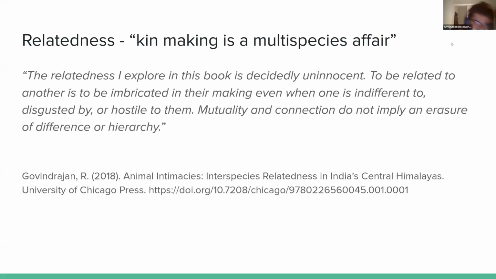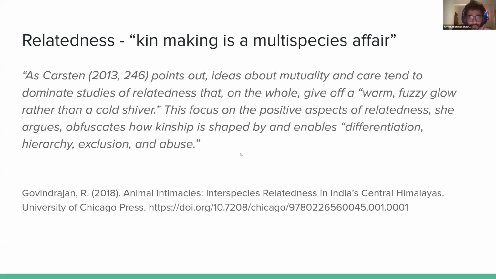The other thing that Govindrajan says is that the relatedness that I explore in this book is decidedly uninnocent. To be related to another is to be imbricated in their making, even when one is indifferent to or disgusted by or hostile to them. Mutuality and connection do not imply an erasure of difference or hierarchy. I'll continue, this is the very next part. As Janet Carsten points out, ideas about mutuality and care tend to dominate studies of relatedness that, on the whole, give off a warm, fuzzy glow rather than a cold shiver. This focus on the positive aspects of relatedness, she argues, obfuscates how kinship is shaped by and enables differentiation, hierarchy, exclusion, and abuse. So there are a few things here.